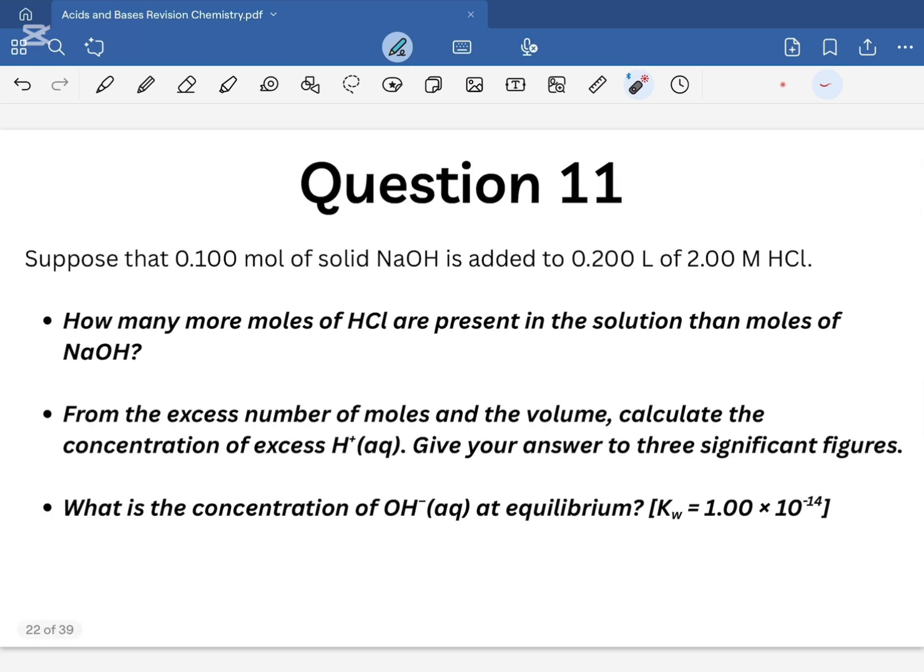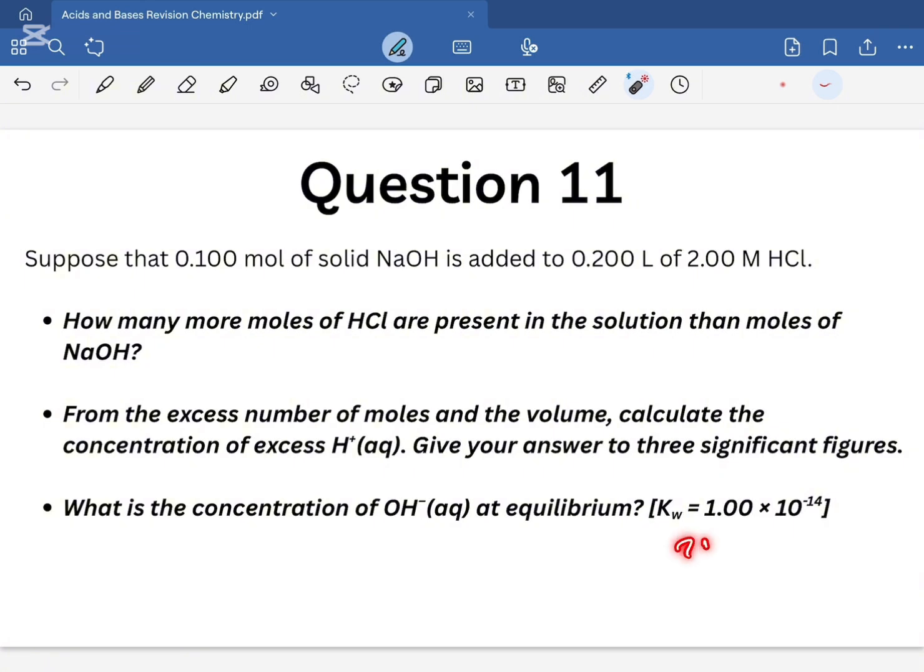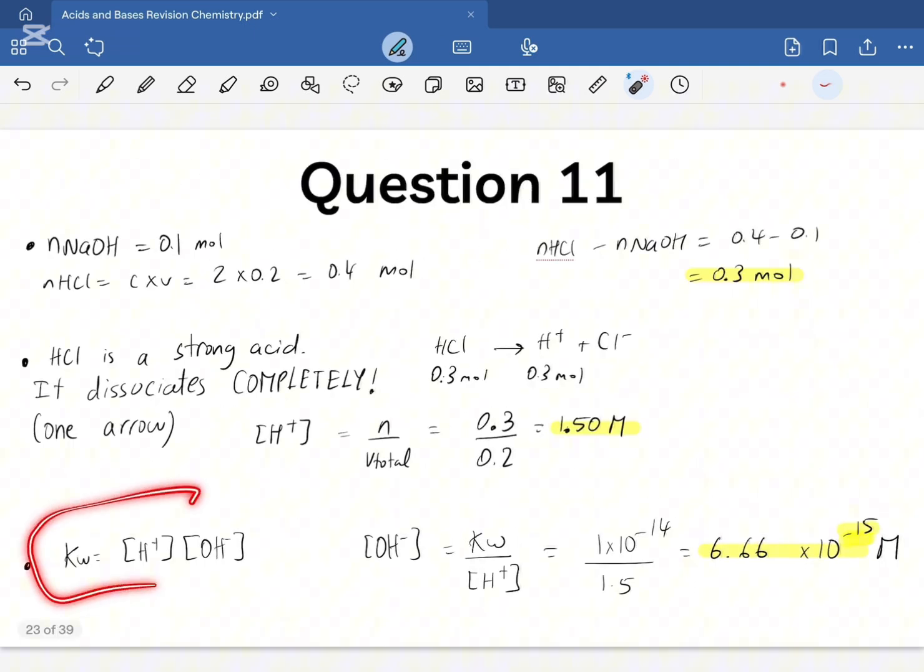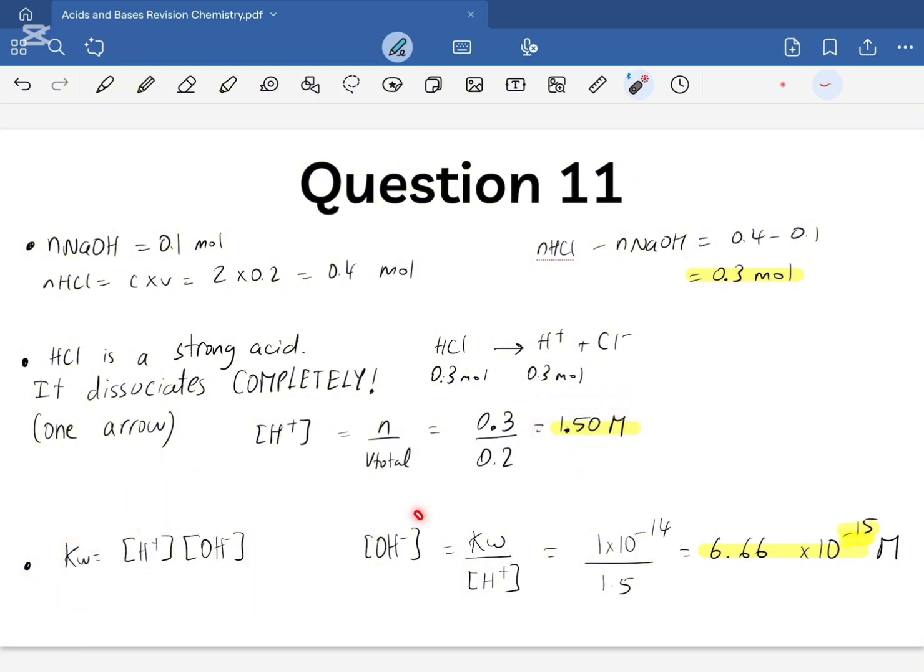Then they asked us about the concentration of OH- at equilibrium given the Kw, which is 1 times 10 to the power minus 14 at 25 degrees Celsius. And usually this is the most common value that they will give you in the exam. So we have this formula that we need to memorize. We have the H+ that we calculated over here. Kw is given. Then we can use this equation to find OH-. And it's going to be 6.66 times 10 to the power minus 15.